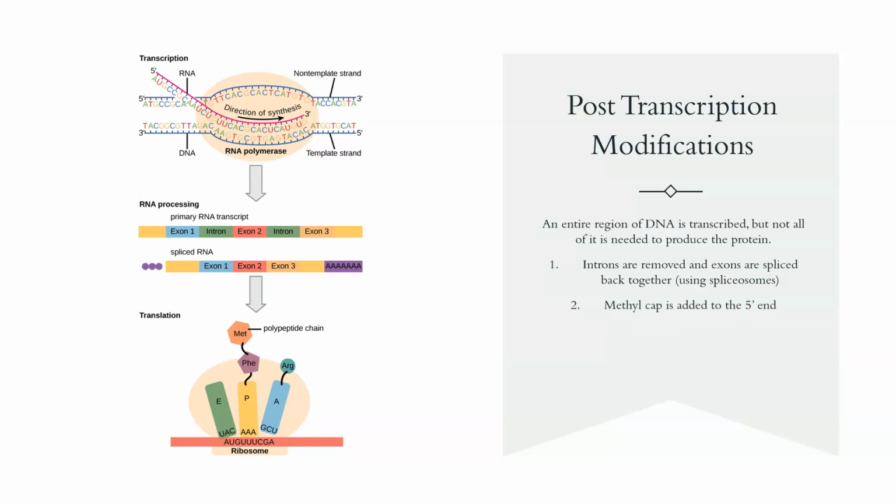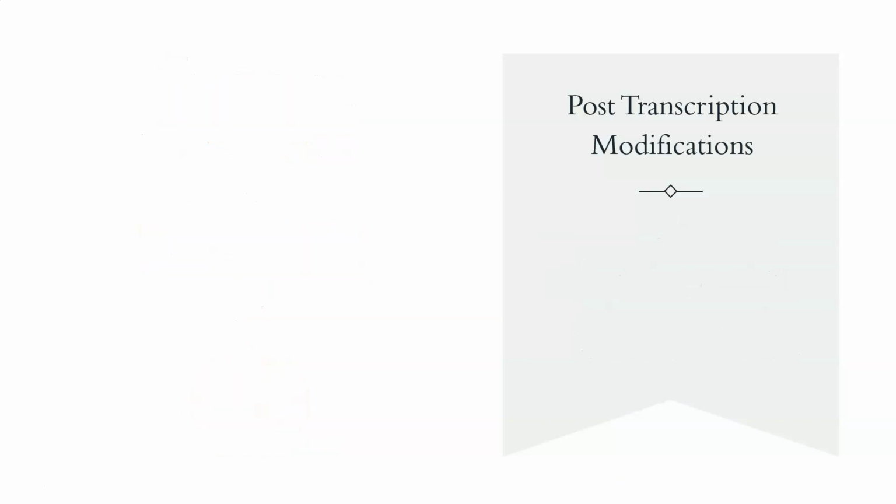We've got a methyl cap added to the 5 end, and a poly-A tail added to the 3 end. So methyl cap at the 5 end, poly-A tail at the 3 end. Remembering what that 5 and 3 means. Now the mRNA is considered mature and it's ready for translation. So until these 3 steps occur, it is still what we call pre-mRNA. Once this has occurred, we've then got our mRNA ready to go on for translation.